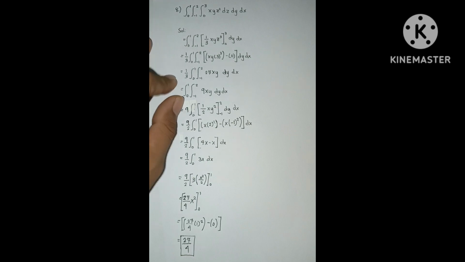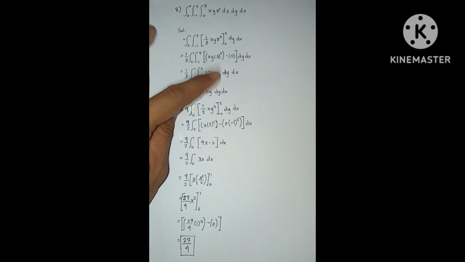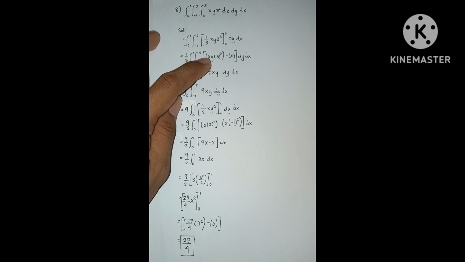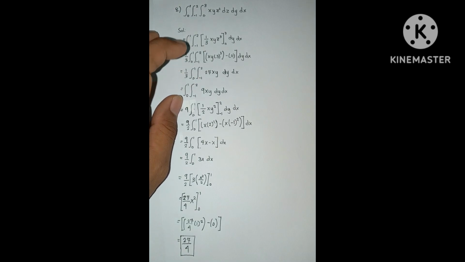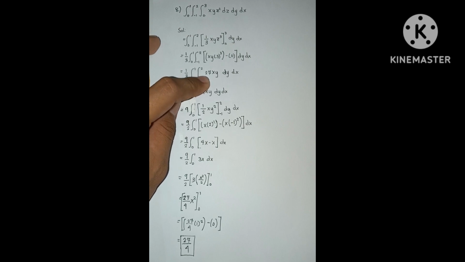So next we're just going to copy the 1/3, and we have the integral of 0 to 1 with respect to x, and the integral of -1 to 2 with respect to y. So the value of our z now is 27, because 3 raised to the power of 3 is 3 times 3 times 3. So we come up with the number 27xy.